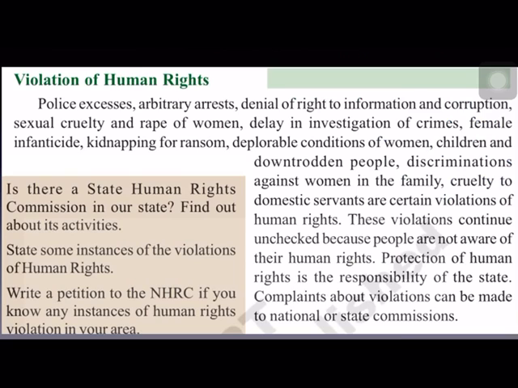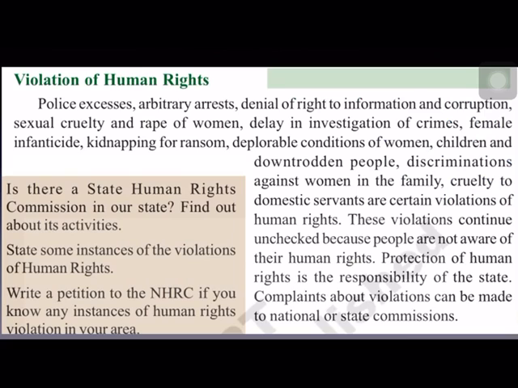Police excesses. Sometimes police go beyond their powers and harass the people. These are called police excesses. These are all violations of human rights. Examples of violations of human rights.